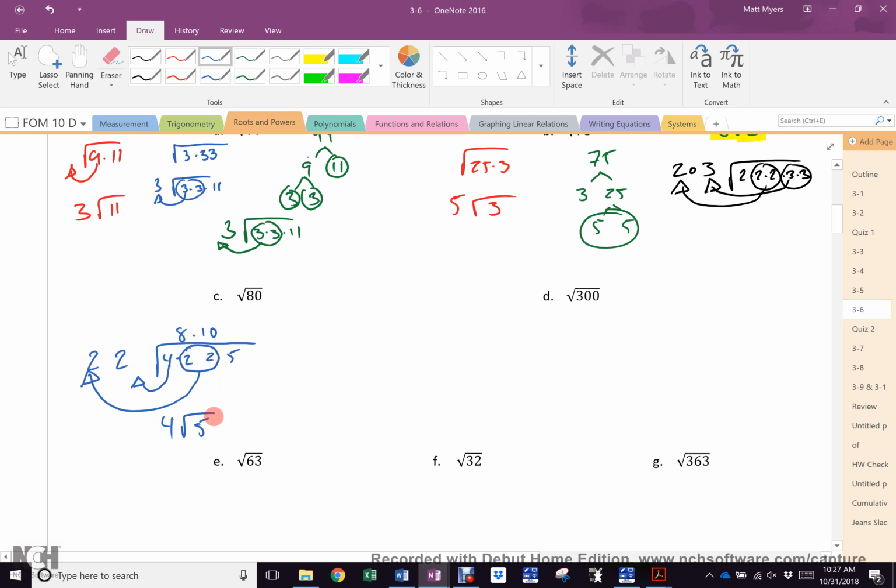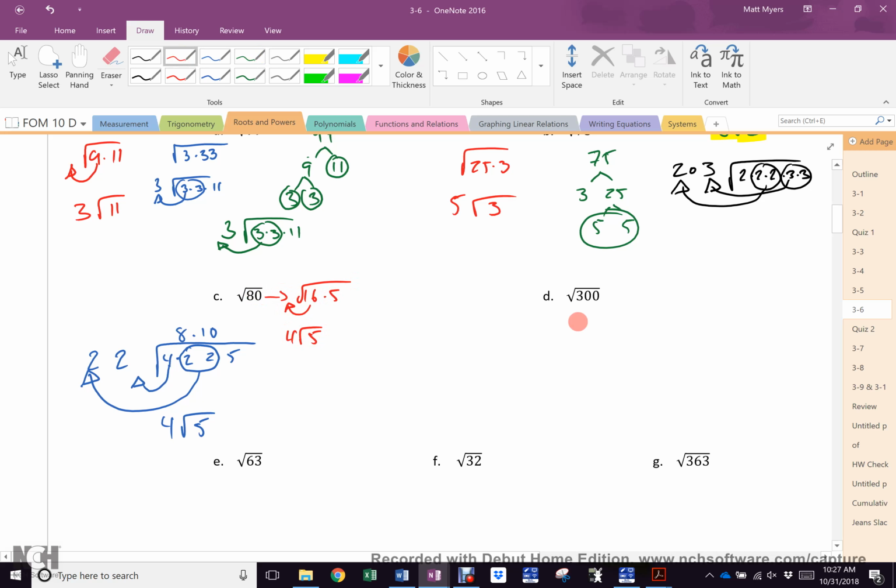Everybody cool? Now, I know more times tables than you guys. So I know that that is 16 times 5. Square root of 16, 4, and I left a 5 under there. Everybody cool? Okay.